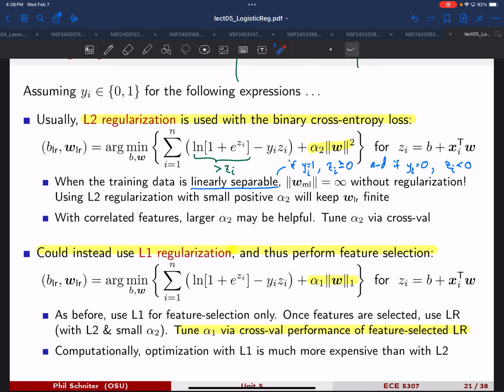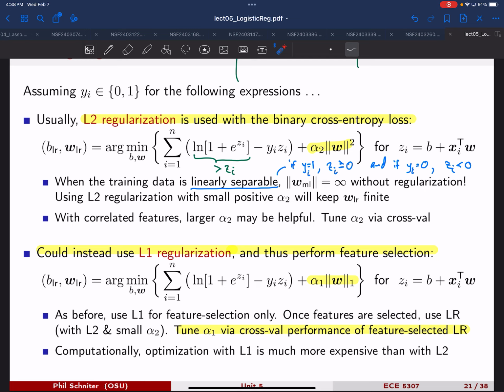So when you run it, you'll notice it takes the algorithm longer to solve this problem. You just have to wait a bit longer. That can be an issue depending on the size of your data. Anyway, at a high level, we start with this binary cross entropy loss, and we're going to add either squared L2 or L1 regularization, depending on whether we have correlated features or we want to do feature selection, etc.